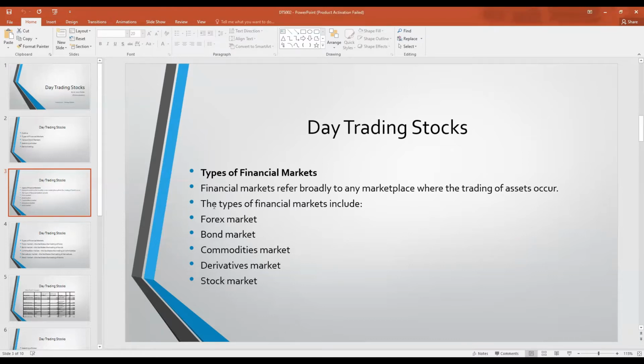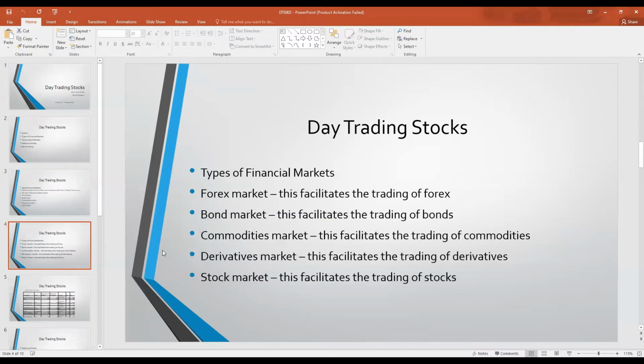Some of the popular types of financial markets are the forex market, the bond market, the commodities market, the derivatives market, and the stock market. Can you guess what type of asset each financial market facilitates? The forex market facilitates the trading of foreign exchange. You can buy and sell currency pairs on a forex market. The bond market facilitates the trading of bonds.